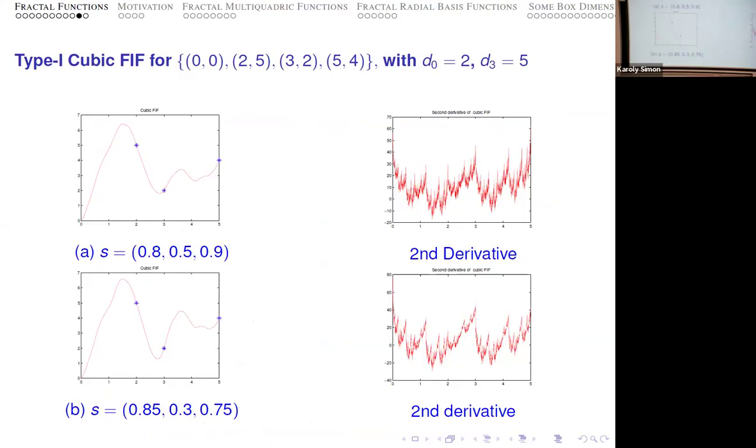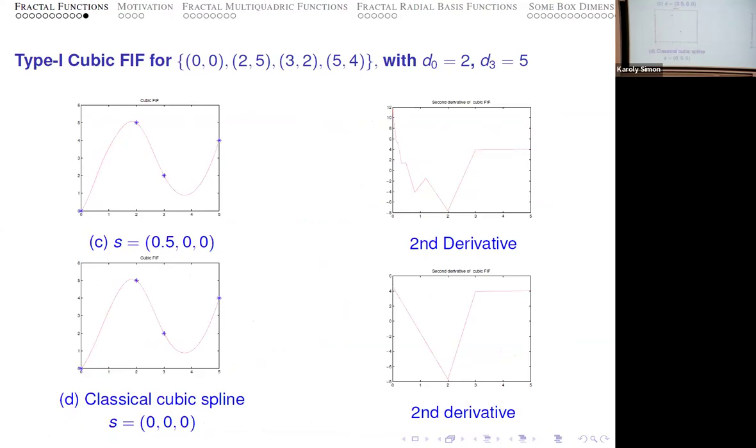Similarly, you can get this type of spline fractal functions, which are very useful for geometric modeling problems. When you take the scaling to be 0, we'll get the classical splines. Therefore, these fractal functions generalize the classical splines.